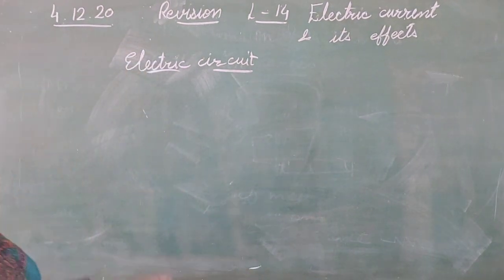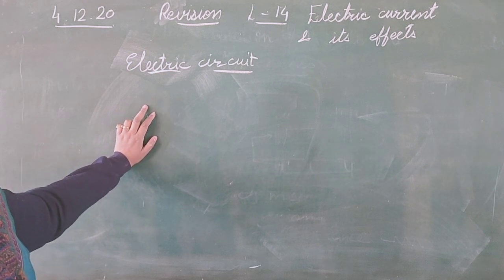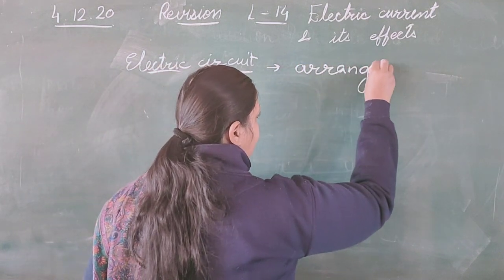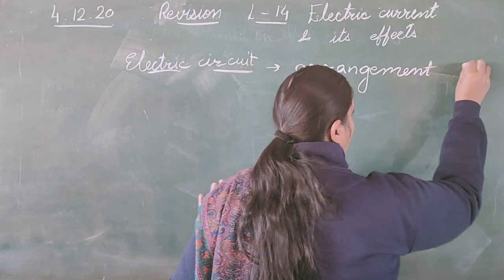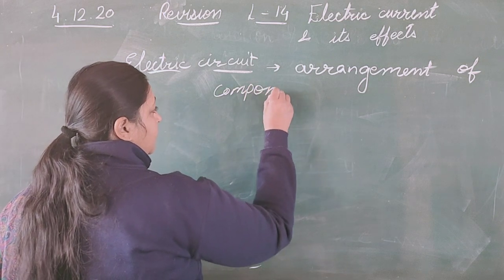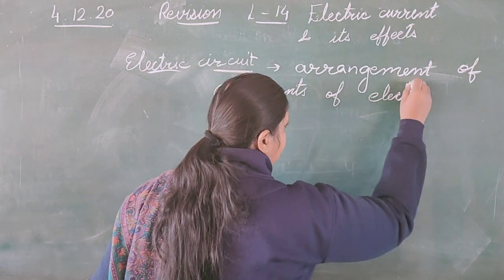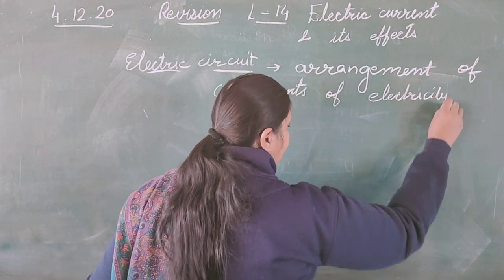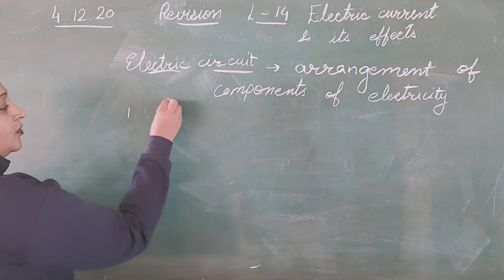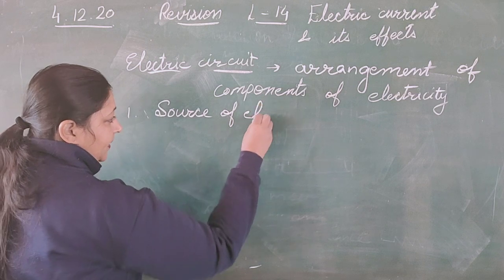So children, let us discuss what an electric circuit is. Beta, an electric circuit is an arrangement of various components of electricity. This is called an electric circuit. And what are the necessary things that we require to form an electric circuit? Number one, a source of electricity, that may be a battery, that may be a cell.